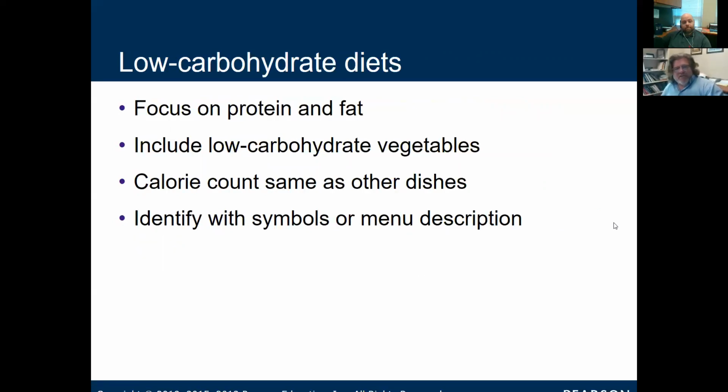Low carb diets, higher on protein and fat. You can have low carb vegetables, like broccoli, cauliflower, all that good stuff. What are some vegetables that you can't have? Carrots, potatoes. The things that are typically higher in starch, because the starches turn into sugars, which is part of the whole low carb thing.